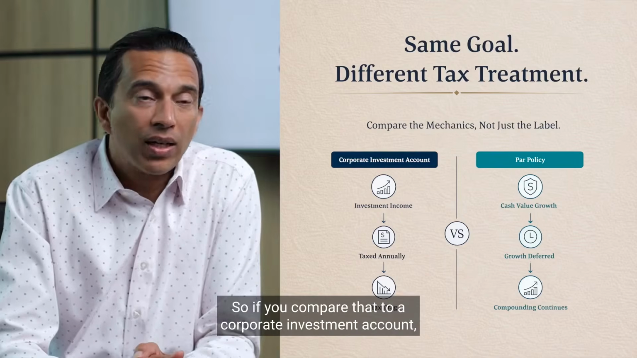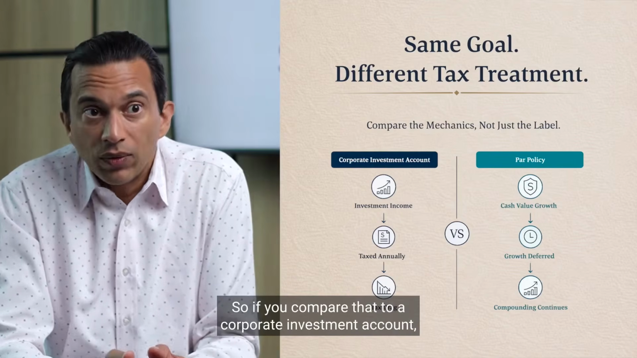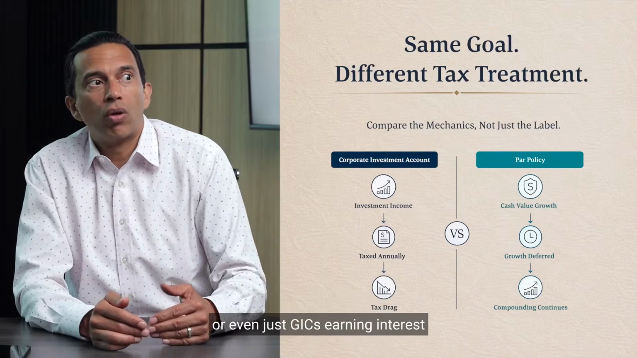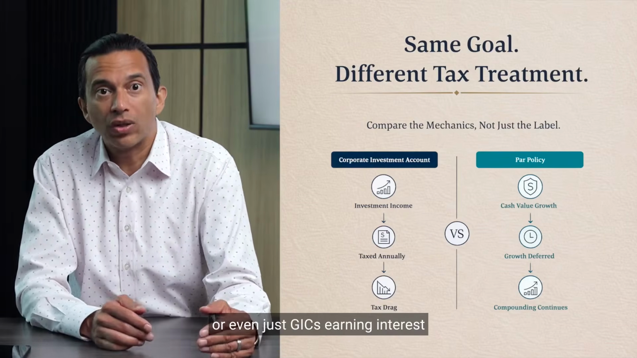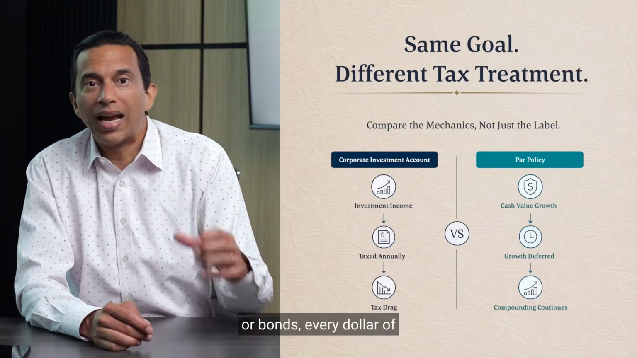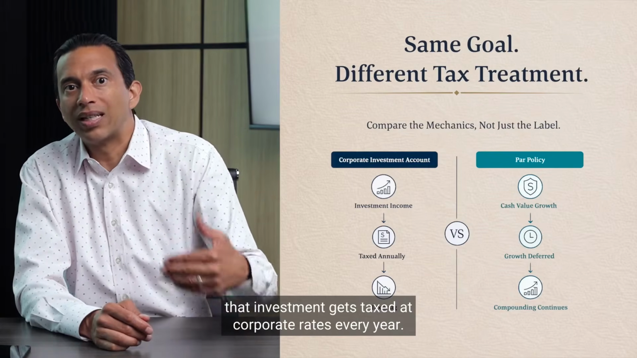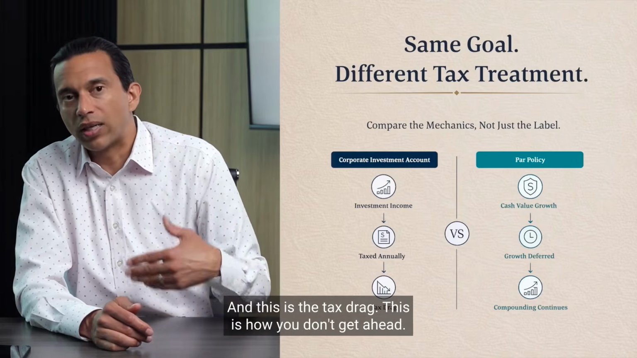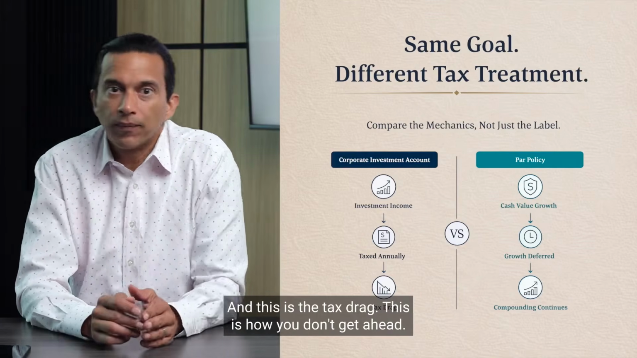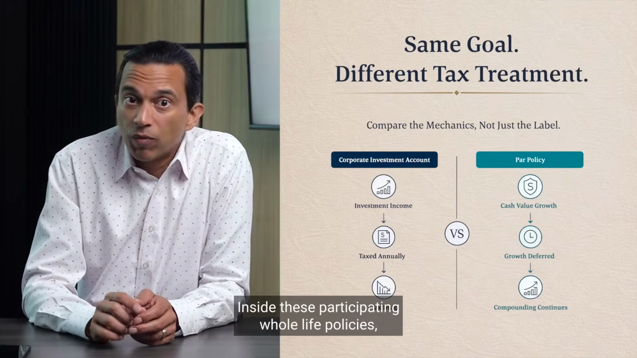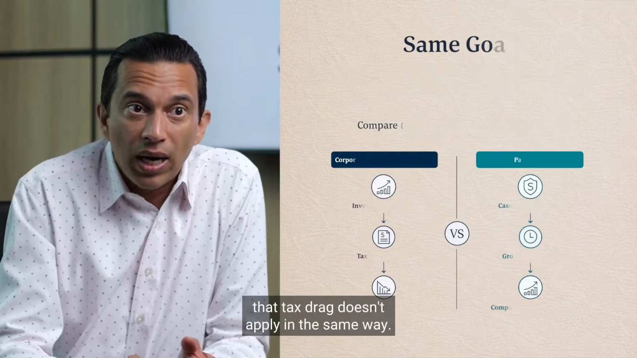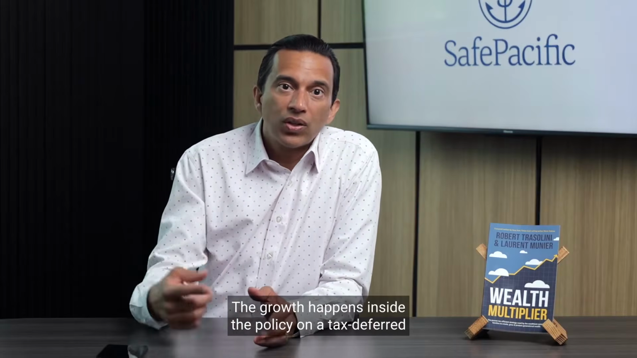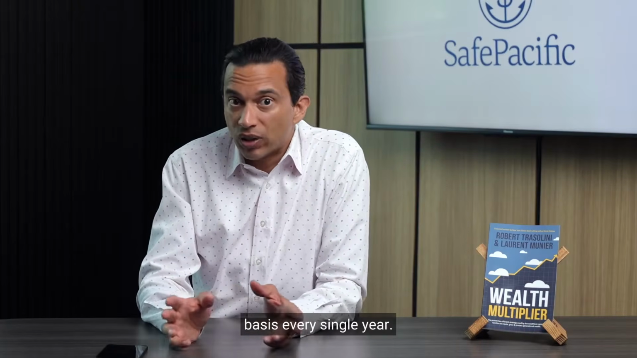So if you compare that to a corporate investment account, if you had $100,000 in dividend paying stocks or even just GICs earning interest or bonds, every dollar of that investment gets taxed at corporate rates every year. And this is the tax drag. This is how you don't get ahead. Inside these participating whole life policies, that tax drag doesn't apply in the same way. The growth happens inside the policy on a tax-deferred basis every single year.